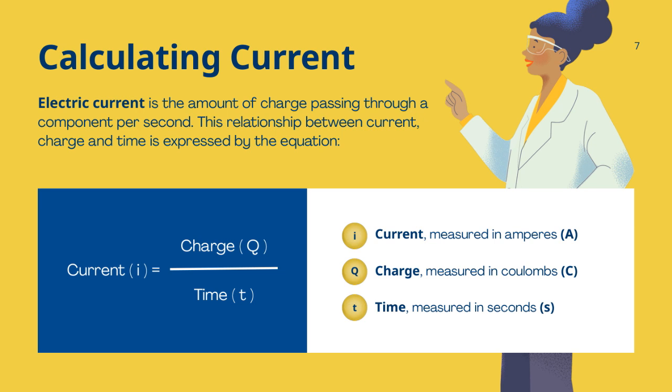Remember, understanding this relationship is fundamental because it underpins many other concepts in electronics and circuit analysis. It's all about how charge moves and how quickly it moves through components, which is what current really measures.